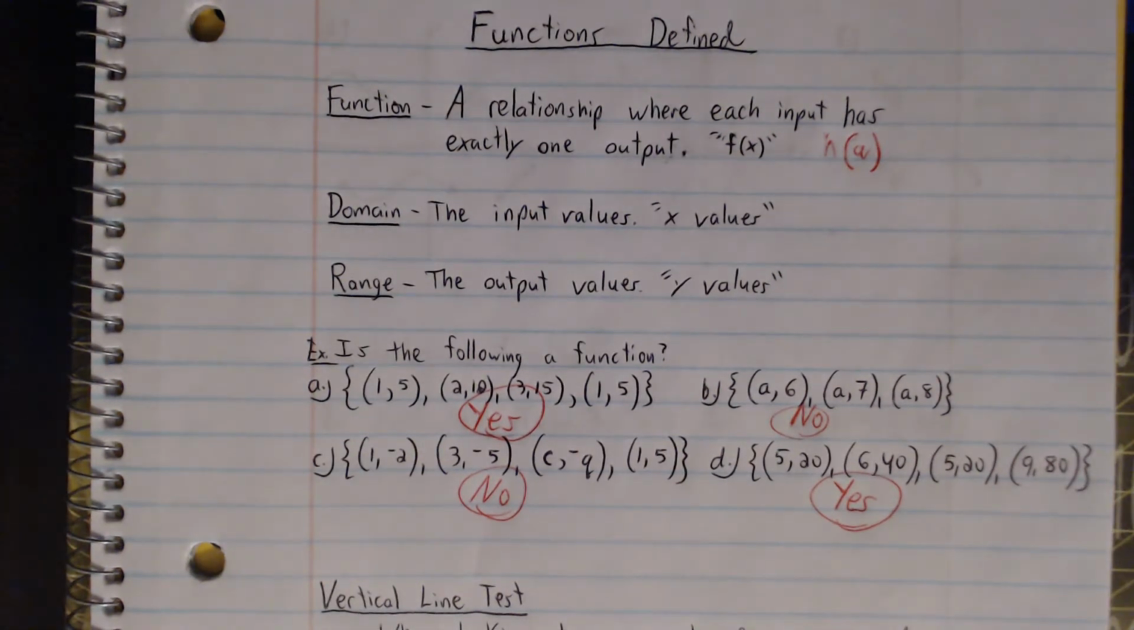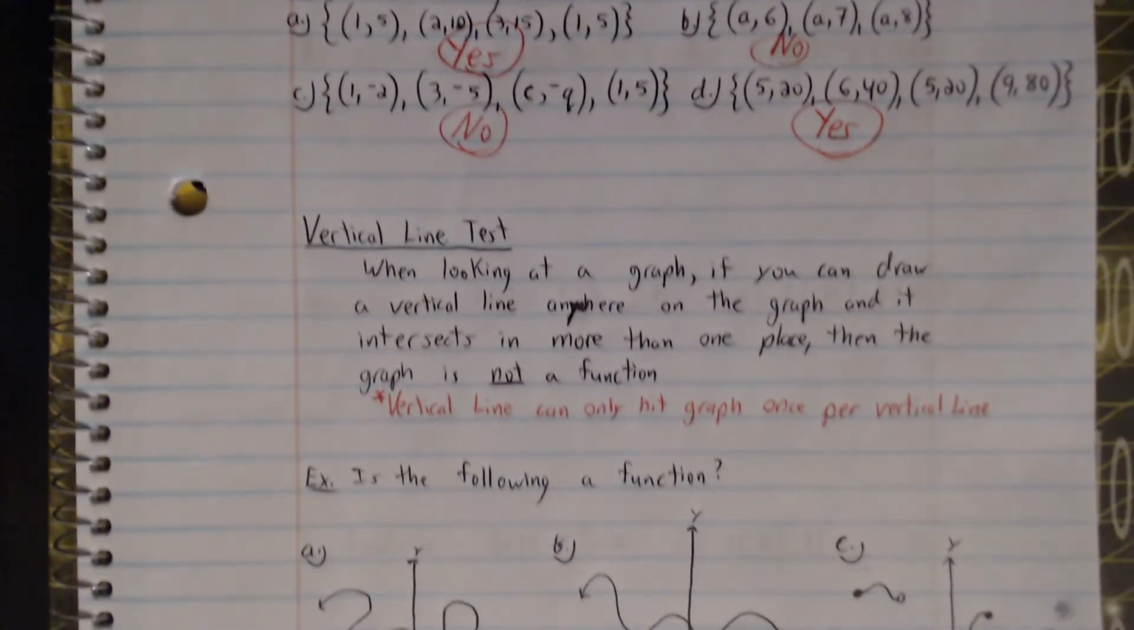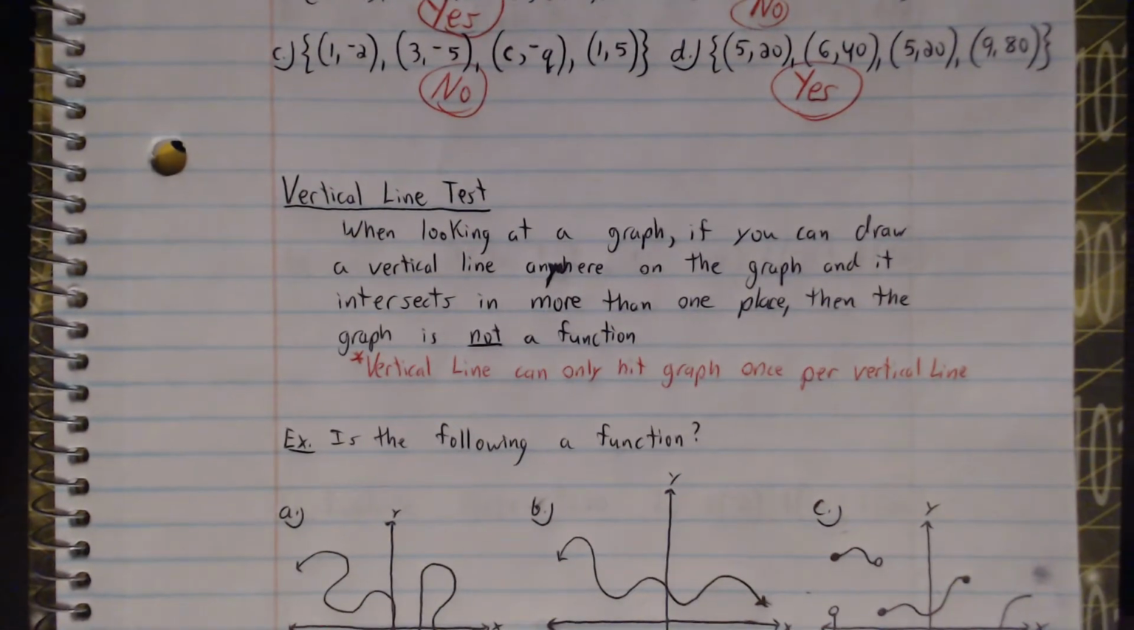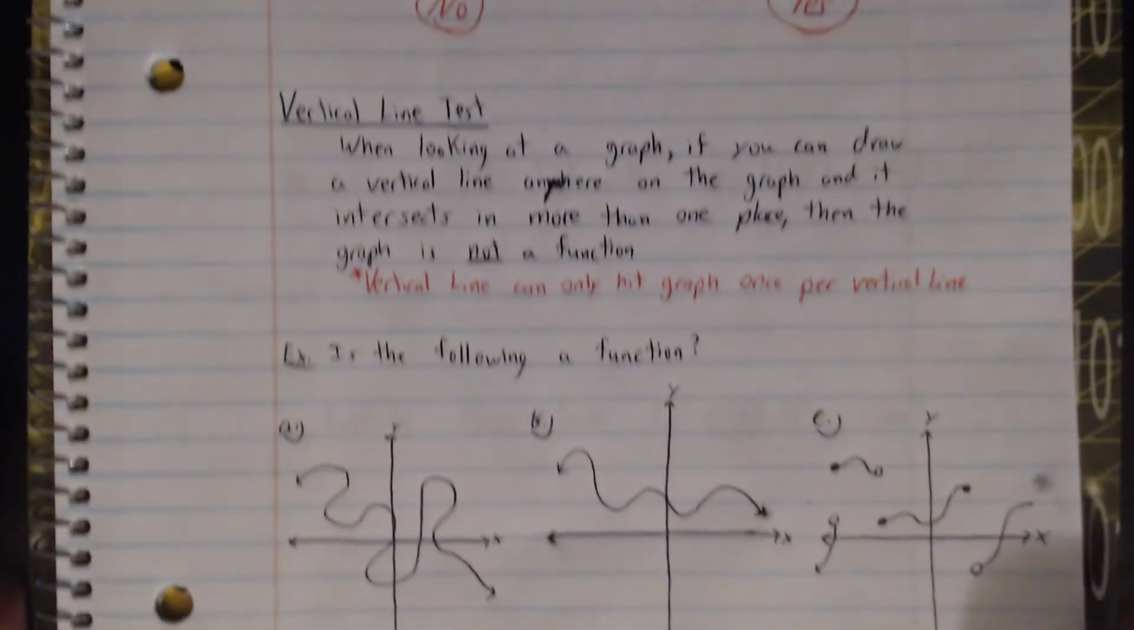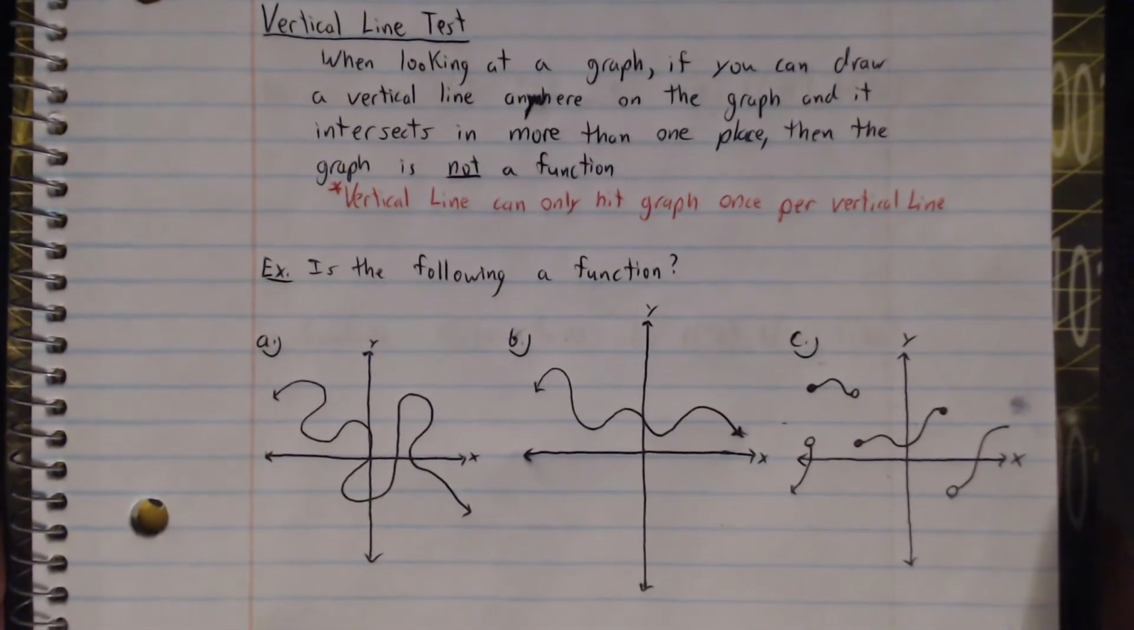Now, there's some other ways that we can check out functions, right? They're not just going to show up in coordinate pair forms. We might also look at them graphically. And we have a test that we can run for graphs as well. It's called the vertical line test. And when you're looking at a graph, if you can draw a vertical line anywhere on the graph and it intersects in more than one place, then the graph is not a function. In other words, if you draw a vertical line, it can only hit the graph once per vertical line. So let's see what some examples of this look like. I think it makes more sense when you look at some problems.